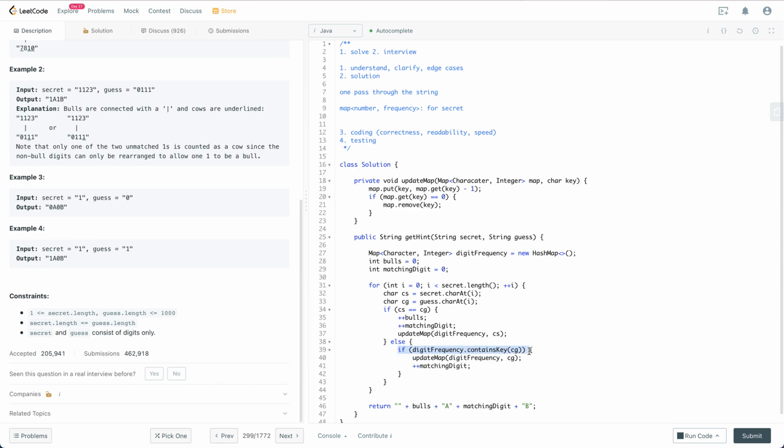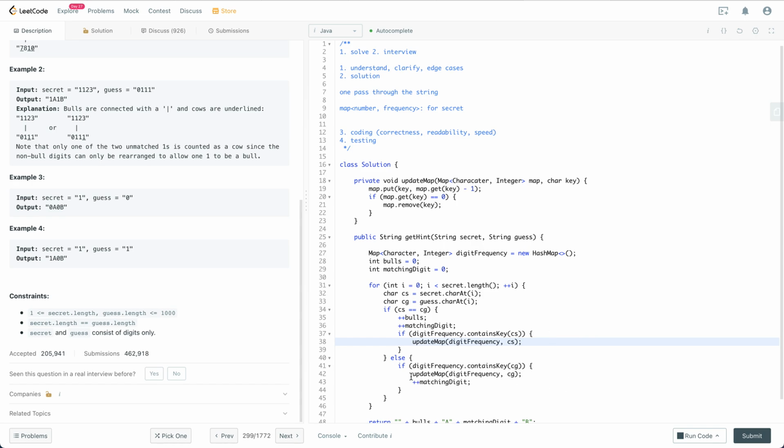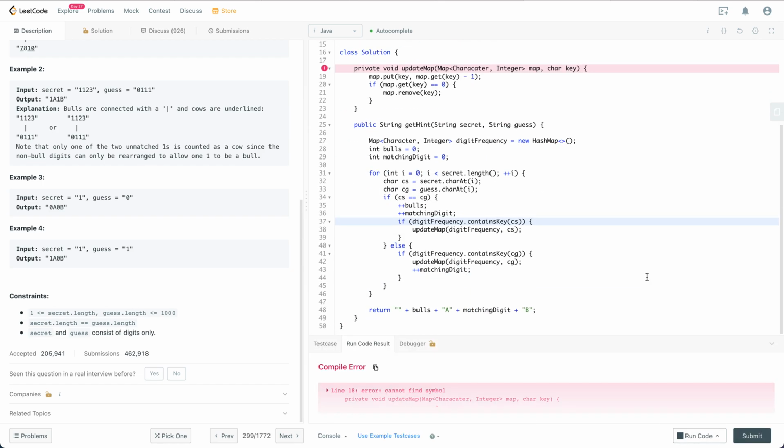I think we also need to have this here. That is because when we update the map, potentially we could remove the key from the map, even though the key used to exist in the digit frequency map. If in the else branch we remove the key from the map, it can cause some issue if we try to get the key within this if branch. So let's run it. It says that update key is update map, character integer character. Okay.